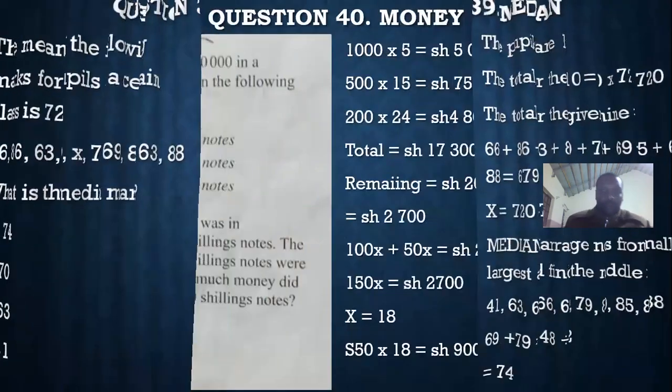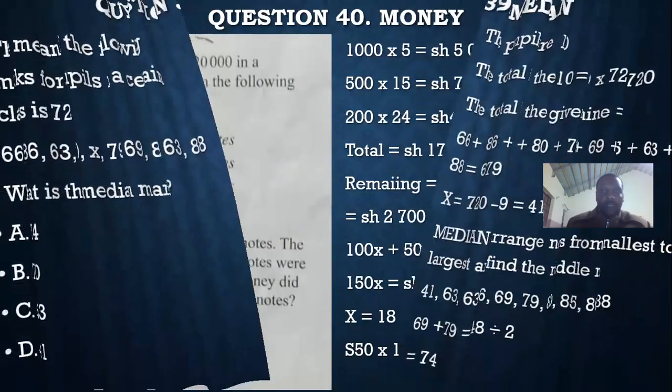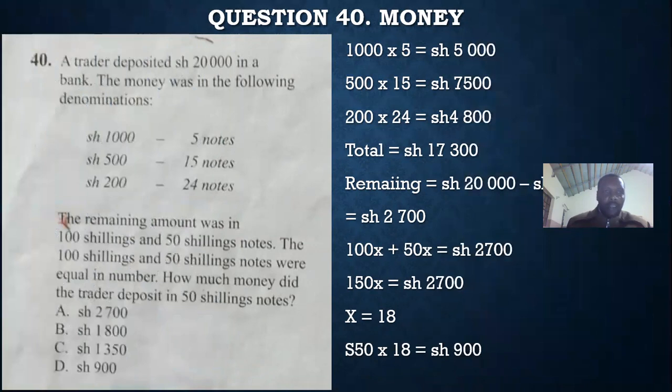The last question is about money. A trader who deposited 20,000 in a bank. The money was in the following denominations: 1,000 shilling, 5 notes; 500 shilling, 15 notes; 200 shilling, 24 notes. The remaining amount was in 100 shilling and 50 shilling notes. The 100 shilling and the 50 shilling notes were equal in number. They are the same number. How much money did the trader deposit in 50 shilling notes?